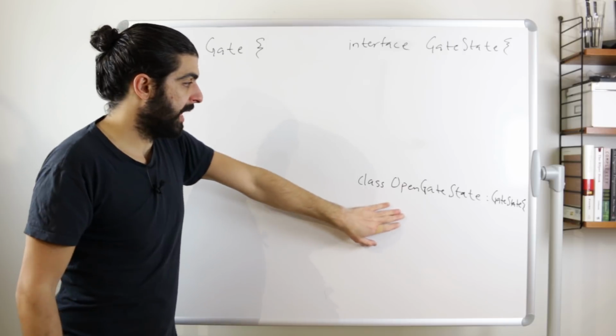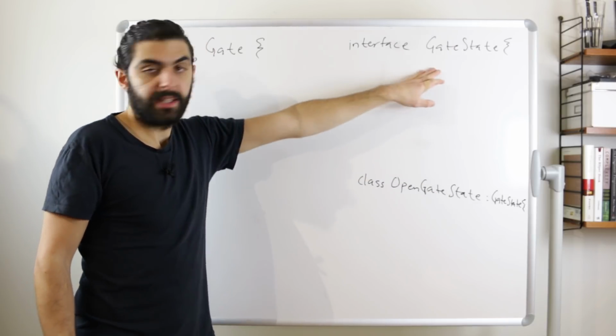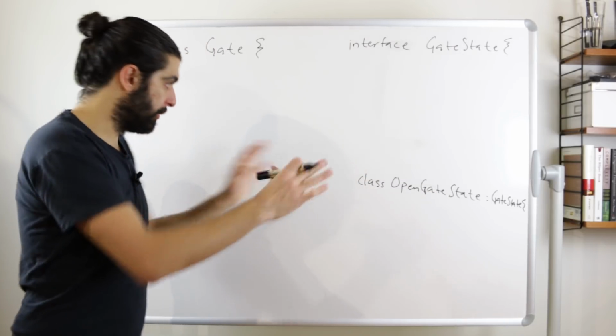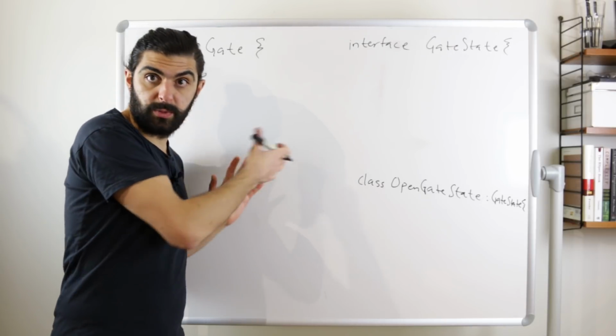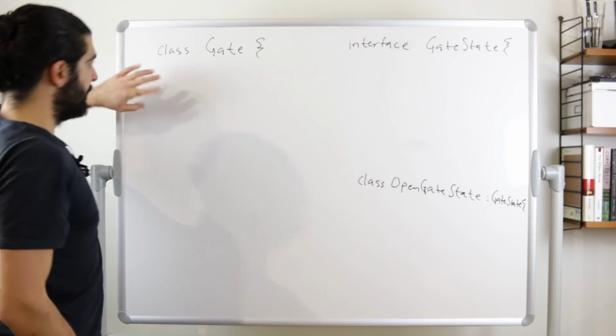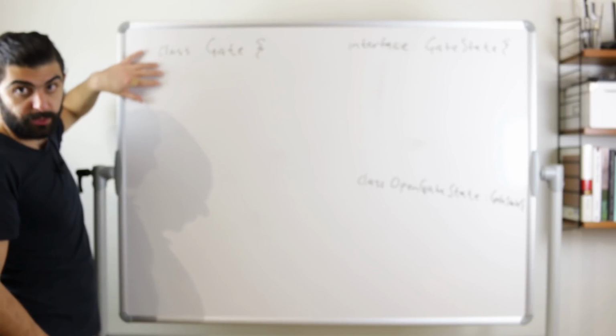And of course, again, we would have more classes that would implement the gate state if we were to build the full scenario that we modeled before, or if we were to build the full state machine that we drew up before, the full turnstile. But let's start with the gate. What would the implementation for the gate be?